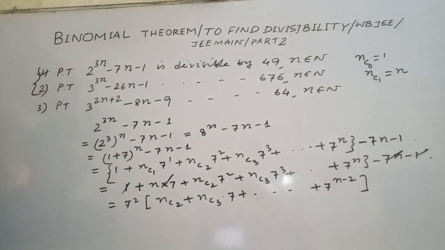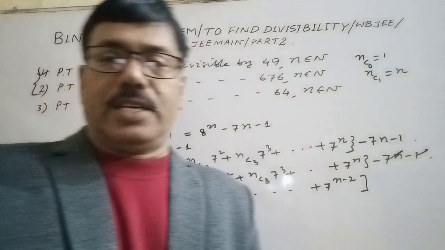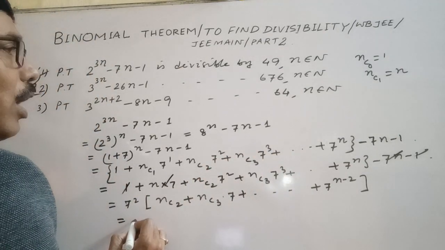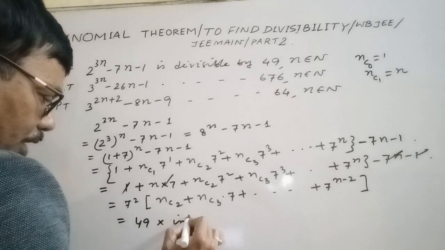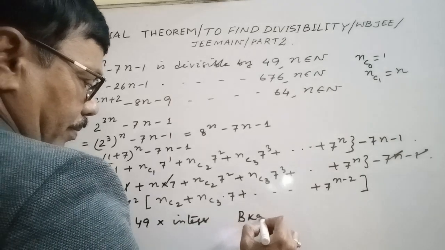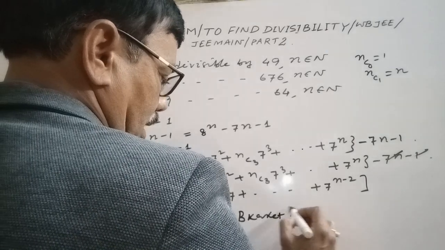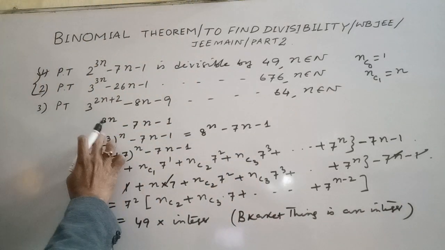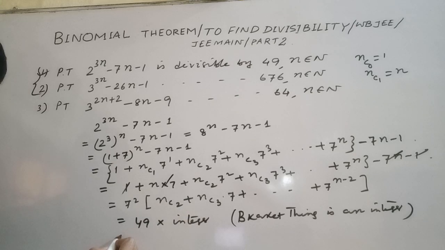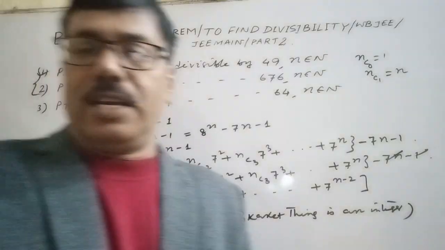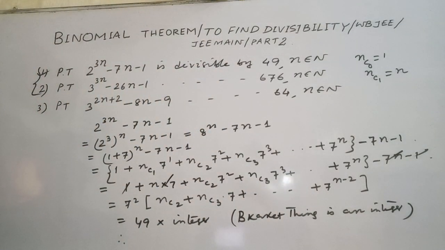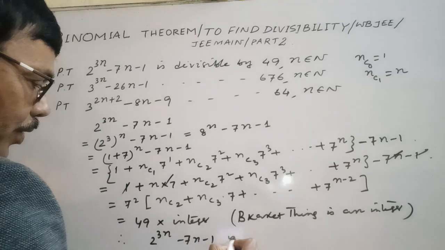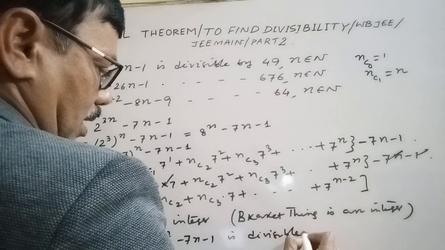Now, you know nC2, nC3, they are all integers. So, the thing within the bracket is a sum of integers. That is why it is an integer. So now this is 49 into an integer. So this is our main aim, to express the expression in terms of a multiple of 49. So 49 into integer, therefore 2 to the power 3n minus 7n minus 1 is divisible by 49.